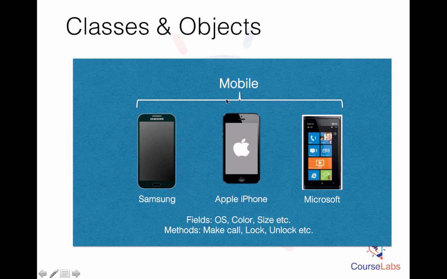So from here onwards, we are going to use this analogy to write Java programs. We're going to have Mobile as our class, and when we create objects, they can be Samsung, Apple iPhone, or Microsoft. So that's all for this video. Hope you have enjoyed the concept of classes and objects.